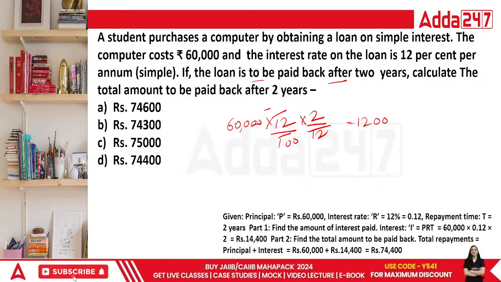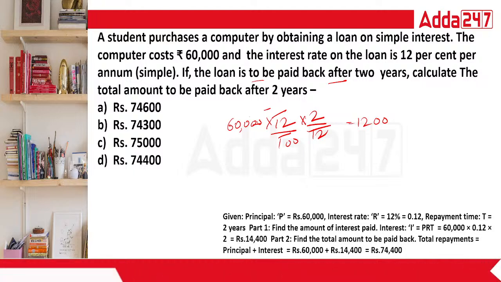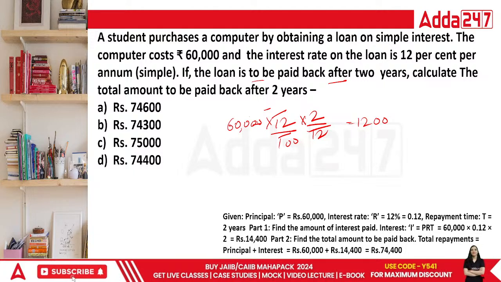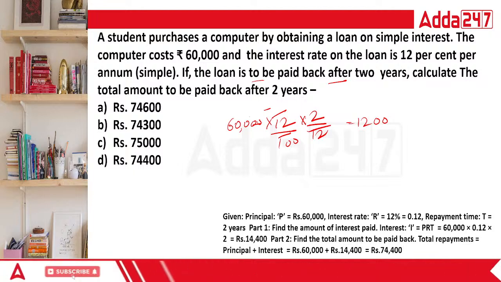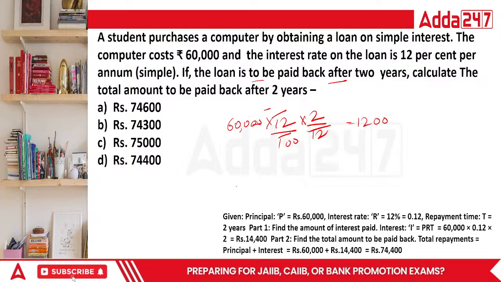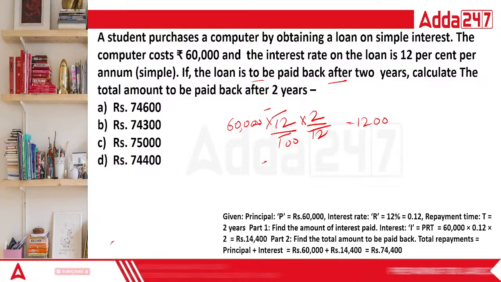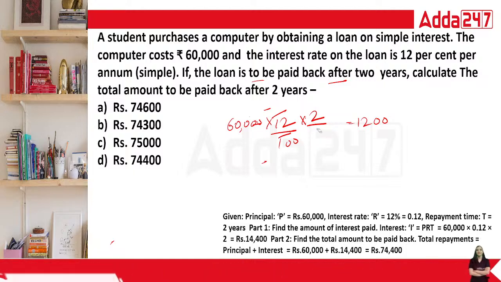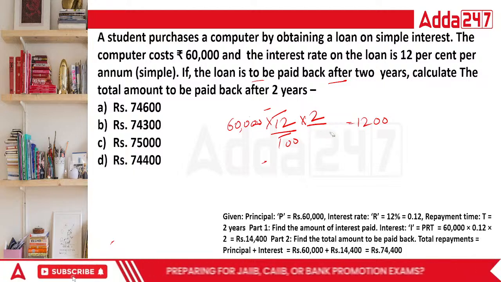When we are trying to take a loan, we have to do P into R into T by 100. This is 60,000 into 12% into 2. Actually, this is for 2 years. This is not for 2 months, right? This is for 2 years, everyone. So in this case, what's going to be the answer? Now the answer is different.